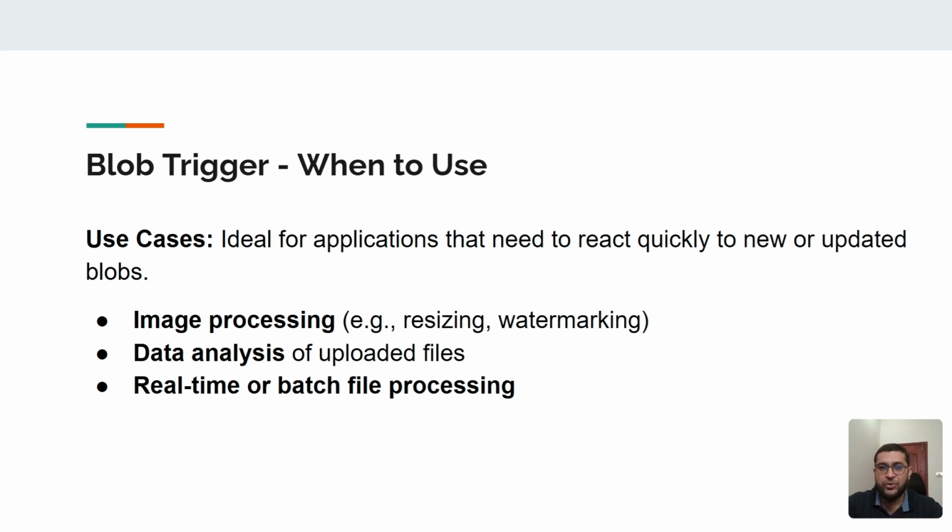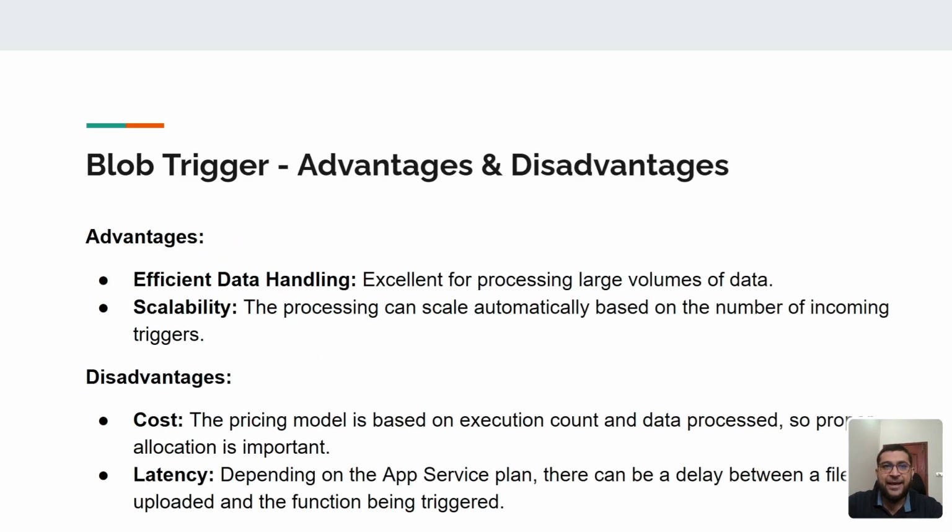So when to use it: if you want to do image processing, we can use the blob trigger, and it is also used for data analysis and for real-time and batch processing. And here are some advantages and disadvantages. An advantage is that a large amount of data is handled by the blob trigger, and it's scalable. The disadvantages are that the pricing model is based on execution count and data processed, so you must be careful while selecting the pricing plan. And there is a latency problem as well. Depending on the app service plan, there can be a delay between a file being uploaded and the function being triggered. So these are some disadvantages.